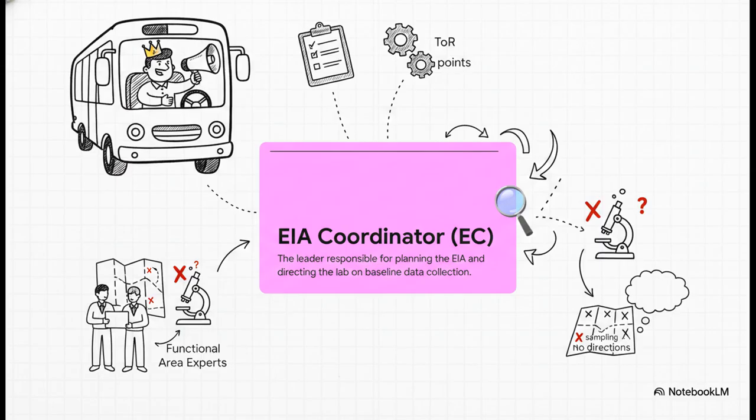And the person driving this bus? That is the EIA coordinator. The EC is the central authority, and their leadership here is non-negotiable. They plan the EIA, allocate TOR points, and direct the accredited lab. When the EC and the FAE select those sampling locations, they lay the entire foundation for the study. The lab doesn't get to self-direct. They are relying 100% on the EC's formal instructions.